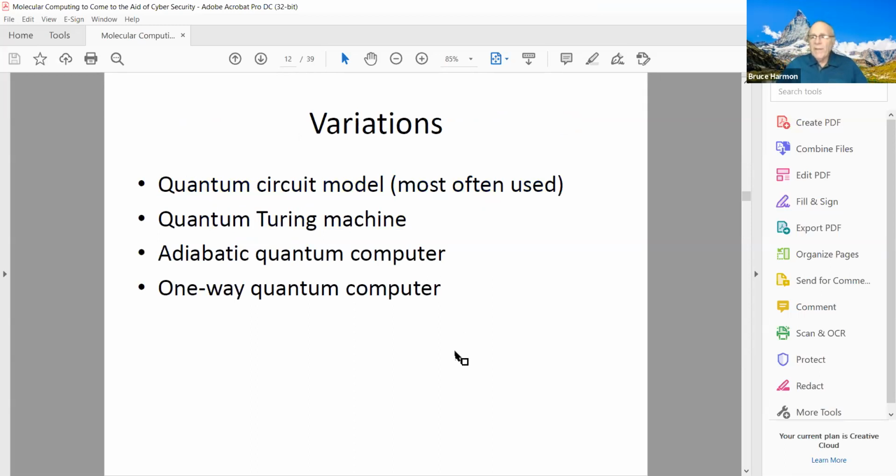So there are many variations now on the quantum computer as compared to when I first got interested back in 2009. The quantum circuit model, though, is the one that's most often used. But you'll note in the literature that there are other manifestations, other techniques, other ways to achieve a quantum computer that are subjects of research, as is the quantum circuit model for that matter.